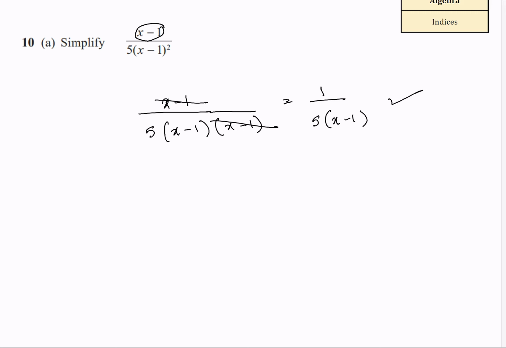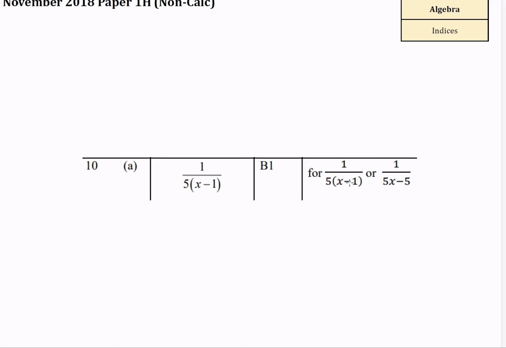Okay. Or you can do it alternately: this is power 2 and this x minus 1 has power 1. Since the bases are the same now, you can bring this x minus 1 to the denominator, changing the sign of it. 2 minus 1 is 1, and therefore this is our answer again. So this is the thing which is very common. You can see that's our correct answer. You can multiply also, meaning 5 times x is 5x and 5 times 1 is 5. You can give this answer or this answer, you will get the full mark for it.